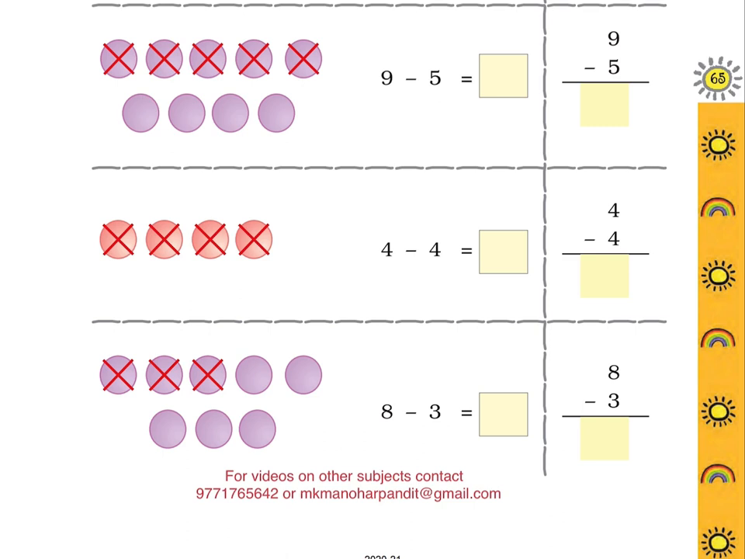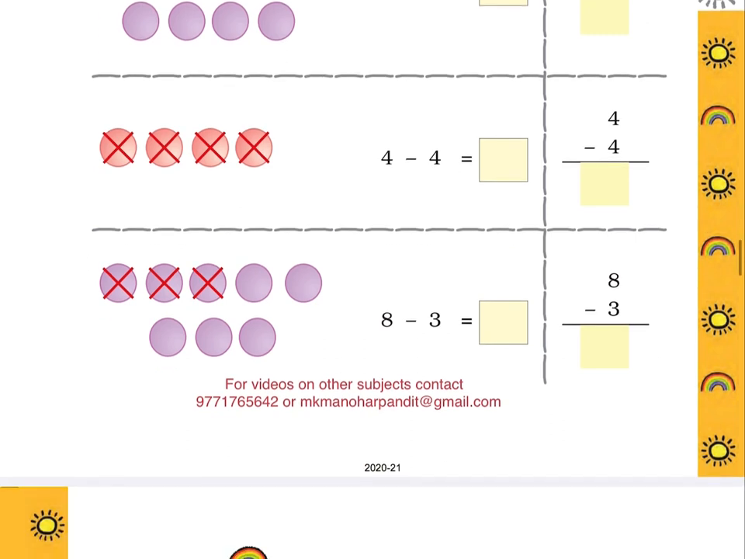Question 5, column 1. There are 8 balls, out of which 3 balls are crossed. The question is, what is 8 minus 3? Column 2 shows 3 written below 8 and a minus sign on the left of 3. Sleeping line is below 3 and the writing space for the answer is empty.